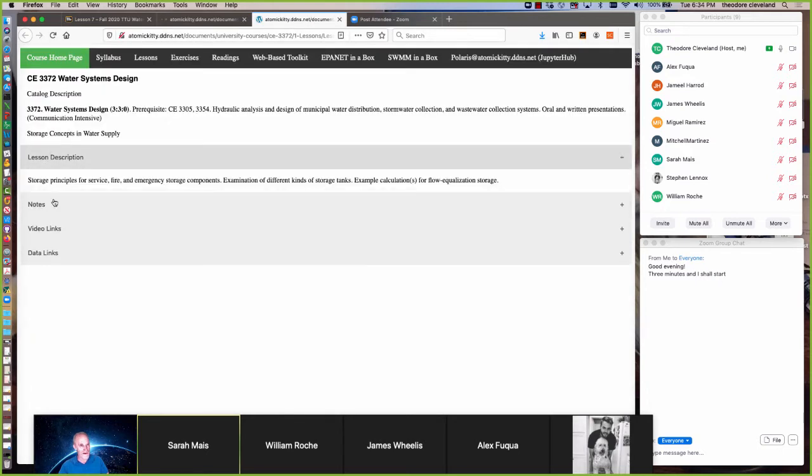This lesson is storage principles for service, fire, and emergency storage components. And an examination to look at pictures of different kinds of storage tanks and some example calculations for flow equalization storage.